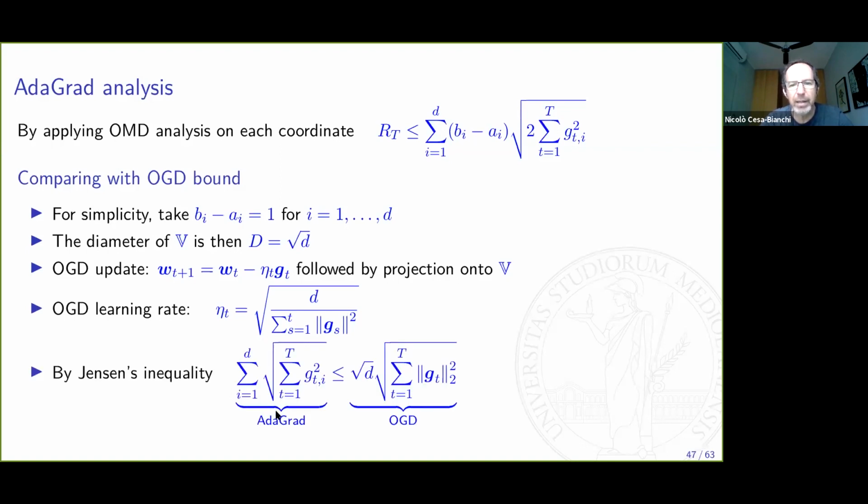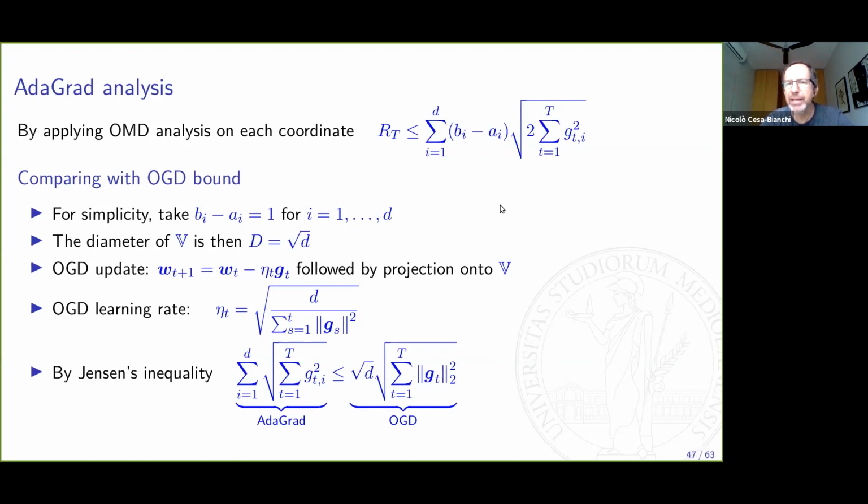This is what I get by running OGD, just by plugging in the bound I had before. And this is what I got by using my AdaGrad with independent tuning for each coordinate. And by Jensen's inequality, it's easy to see that this is always smaller than that. So if I work in a hyperrectangle, it's always useful to use a more powerful tuning, which depends individually on the gradient components.